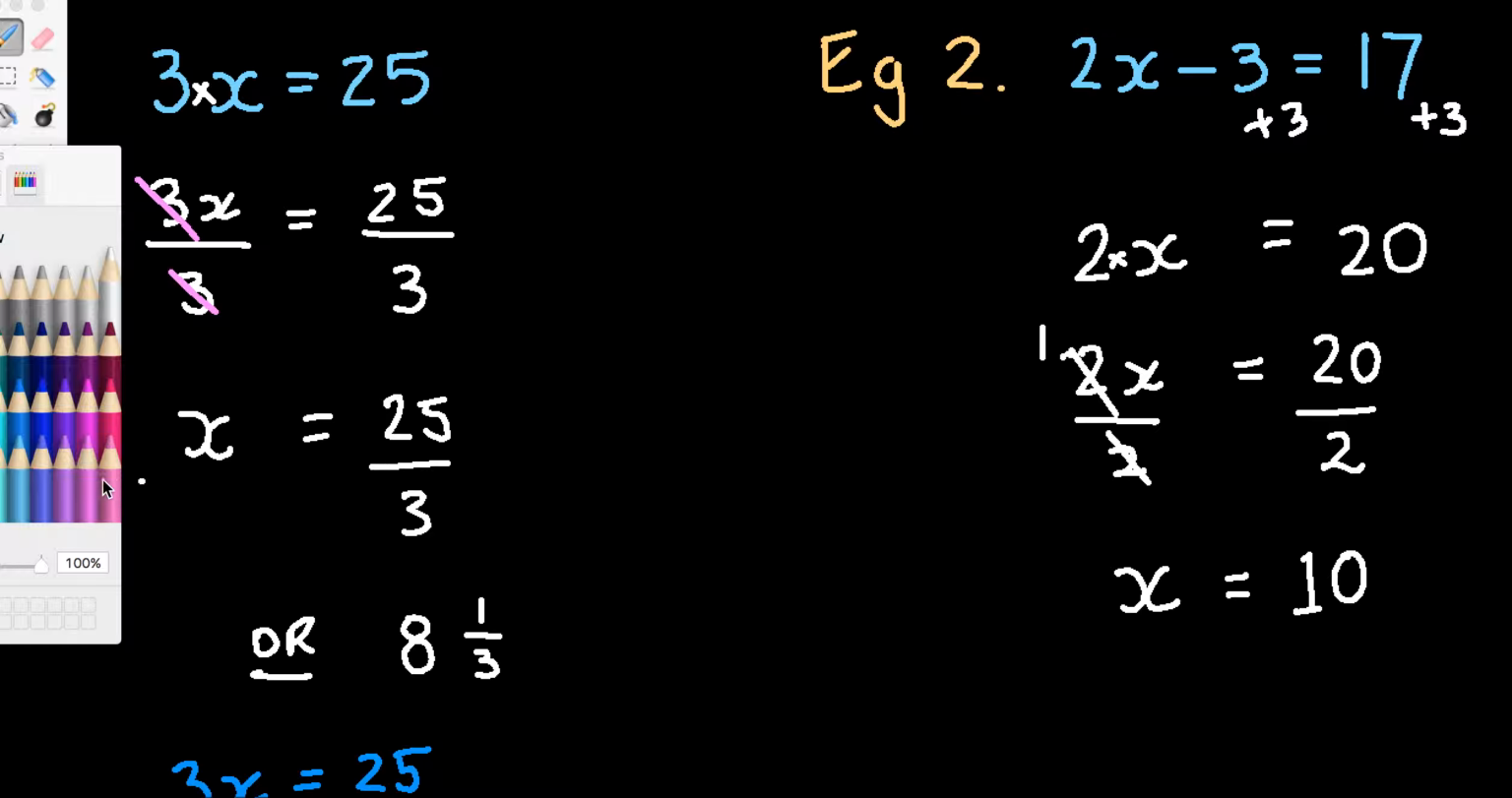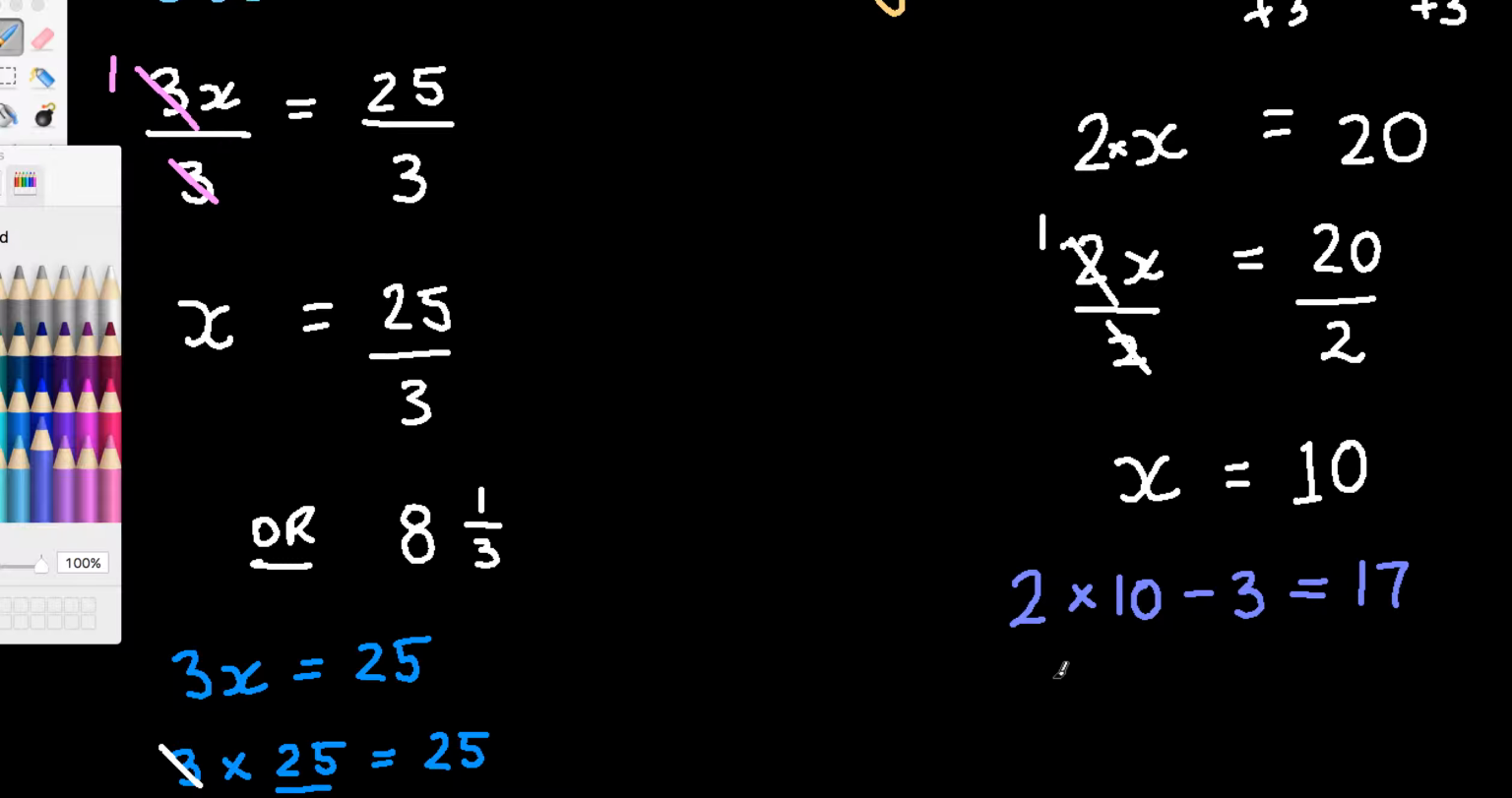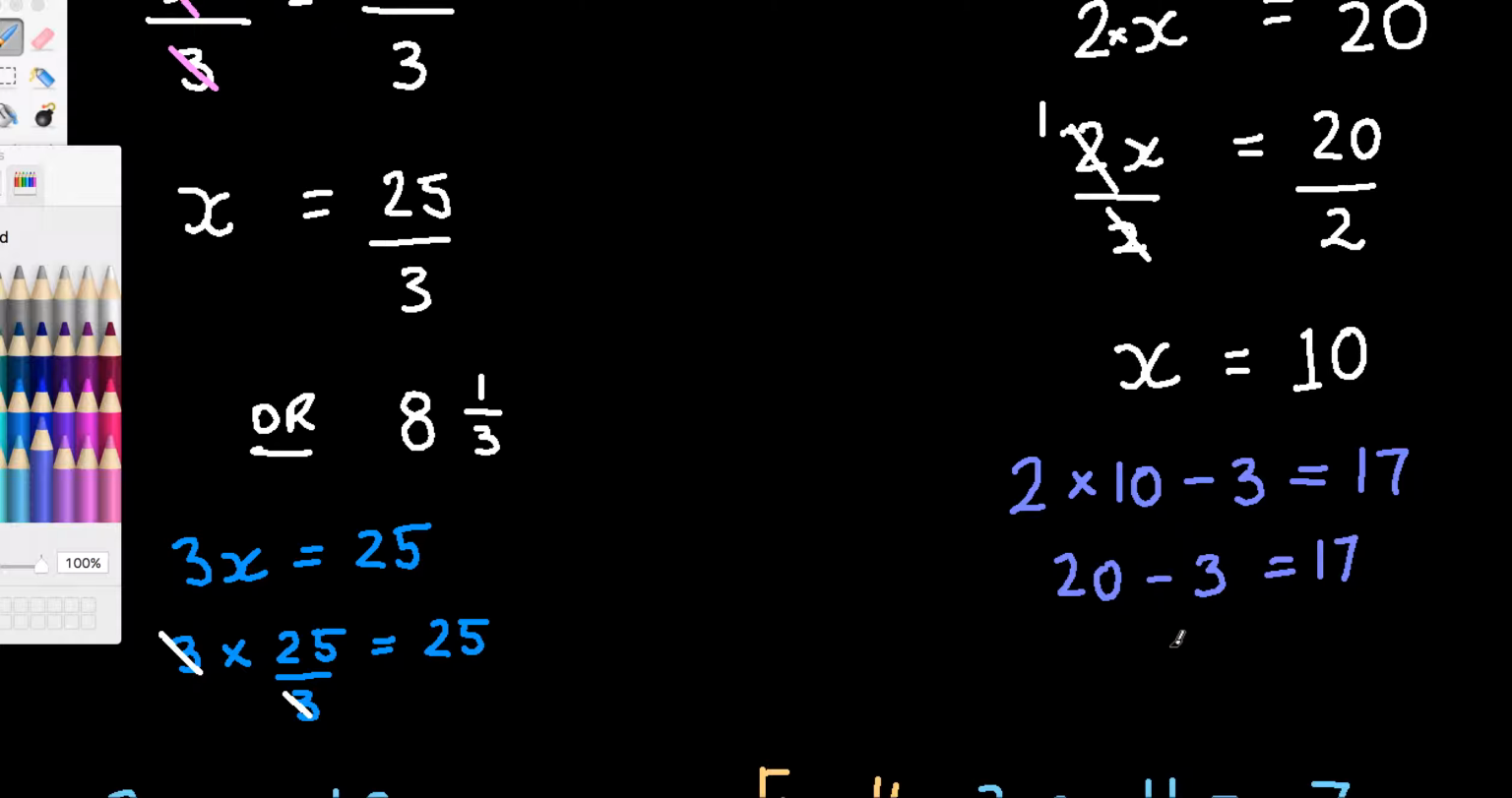Just as a checking process again, I'll change colours. 2 times x take away 3 has to equal 17. So 2 times 10, take away 3, has to equal 17. So we get 20 minus 3 equals 17. Yes, it does. Left-hand side equals the right-hand side. So that's my little check that I know this answer of 10 is correct.